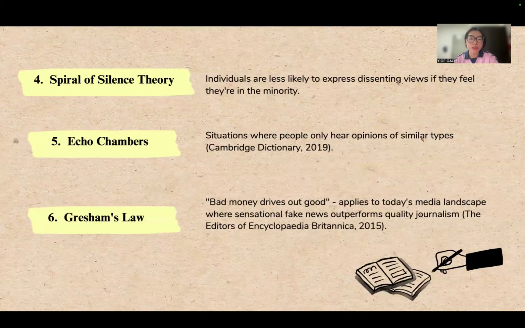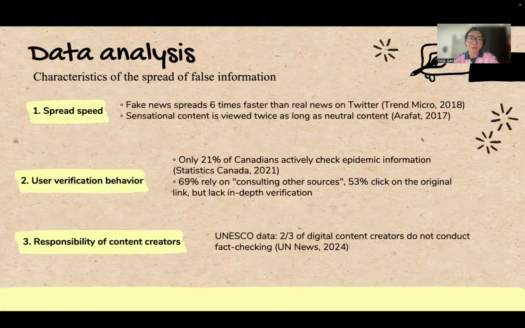And I also used the following theories. The spiral of silence theory: individuals are less likely to express dissenting views if they feel they are in the minority. And echo chambers, situations where people only hear opinions of similar types, and Gresham's law. Bad money drives out good, which applies to today's media landscape: sensational fake news outperforms quality journalism.